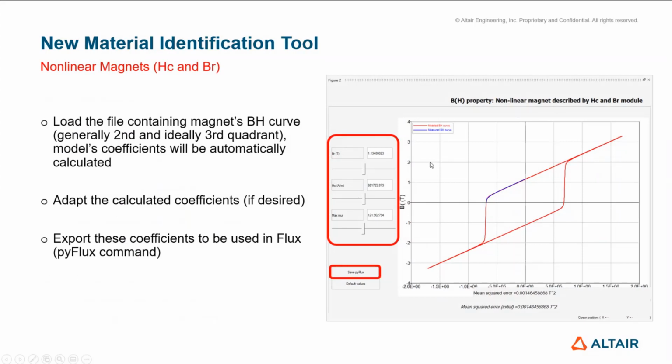And as you can see here in this tool, it will automatically train the coefficients for the material, and then what the user needs to do is just send a CSV data file of the measurement to this tool, and then this tool will automatically train the coefficients. Then the user will click on Save PyFlux files, and then he can use the material model in Flux for the following analysis, for example, the e-motor analysis or something like that.